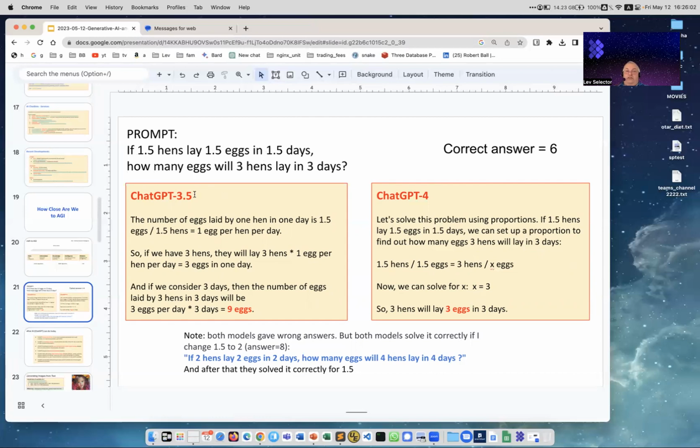But both ChatGPT 3.5 and ChatGPT 4 gave wrong answers, and these are the explanations. What's interesting is that after I received the wrong answer, I changed the problem: if 2 hens lay 2 eggs in 2 days, then it gives the correct answer. And then I repeated the first original problem, and now it gives the correct answer. So it can learn from context, from history.